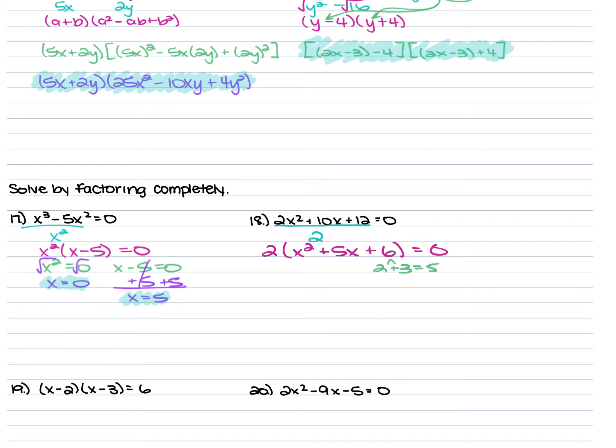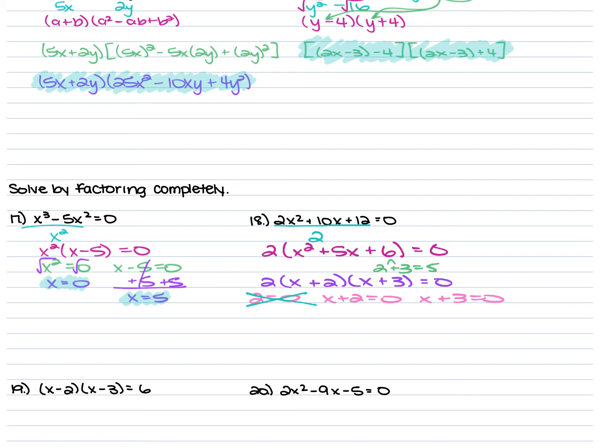So this factors to be 2 times x plus 2 times x plus 3 is equal to 0. You're going to set each part equal to 0 and solve. So that's going to be 2 is equal to 0, x plus 2 is equal to 0, and x plus 3 is equal to 0. That 2 is equal to 0, there's no variable there, so cross it out. It's a false statement, don't work with it.